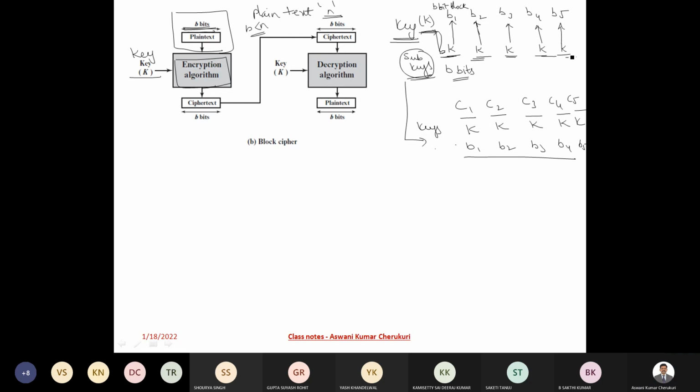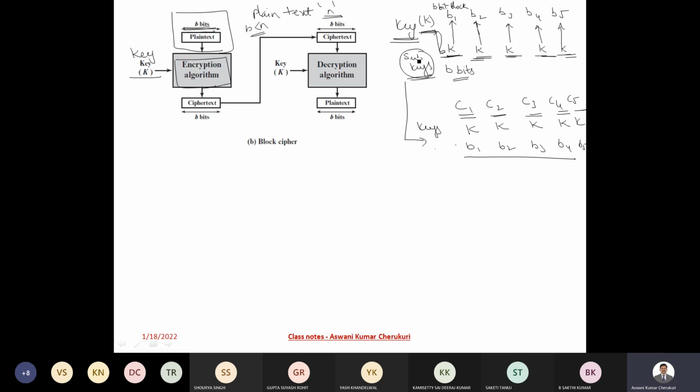Yes, sir. Once again, I repeat, forget the subkeys for the time being. You have your plain text, which is divided into different blocks. In this example, your plain text is divided into 5 blocks and each block is processed with the same key, whatever you have submitted, and you get the ciphertext C1, C2, C3, C4, C5.